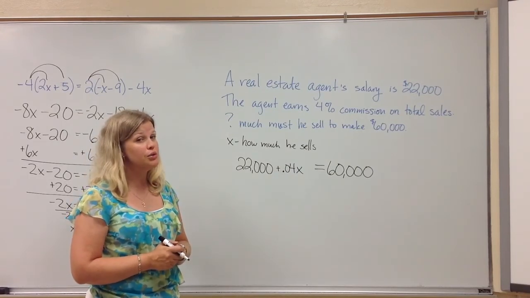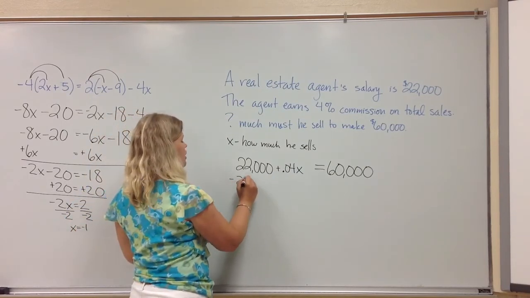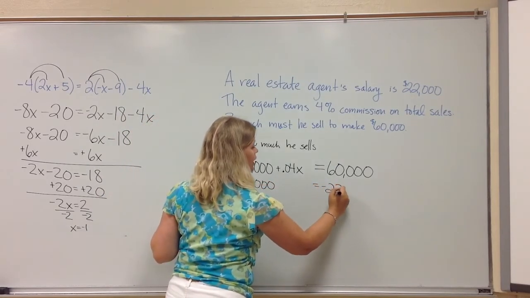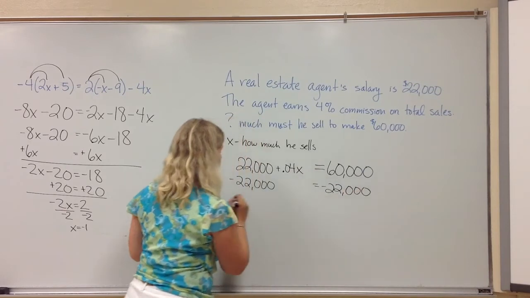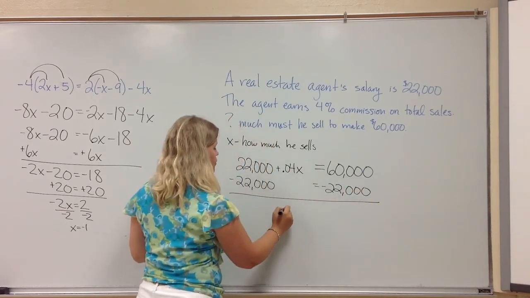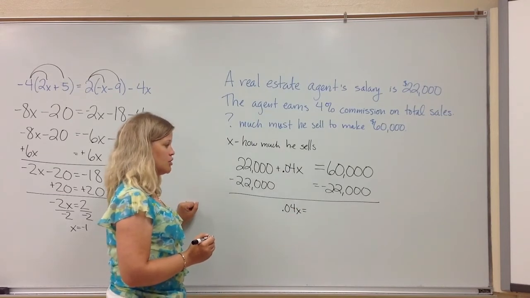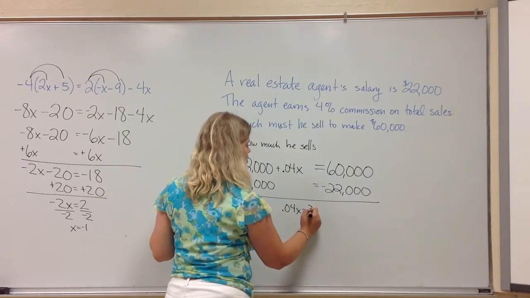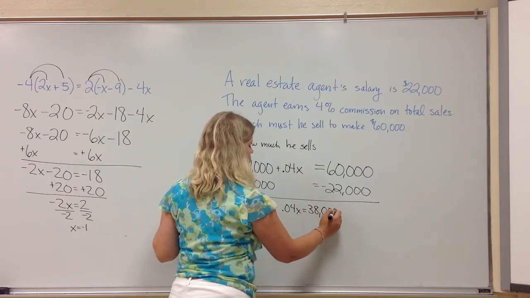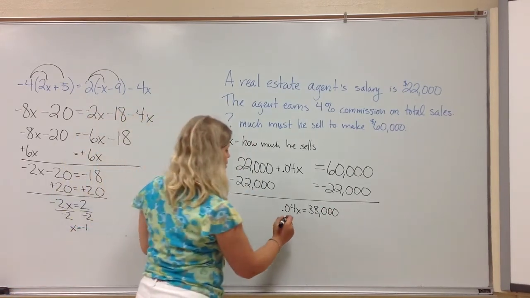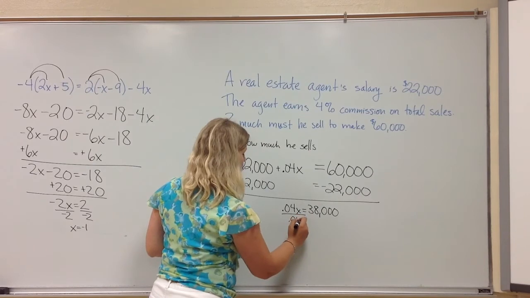Remember, we're undoing. Good. We're going to get rid of the 22,000. And what you do to one side, you do to the other. So we've got that. We've got 0.04x. Now, 60 minus 22, well, let's see. That's 38,000. So what do we have left to do? All we need to do is divide by 0.04.